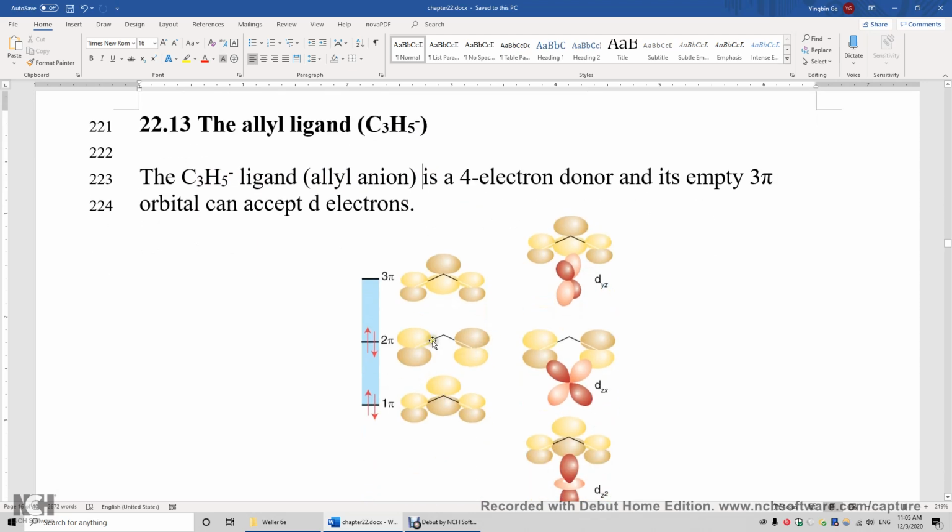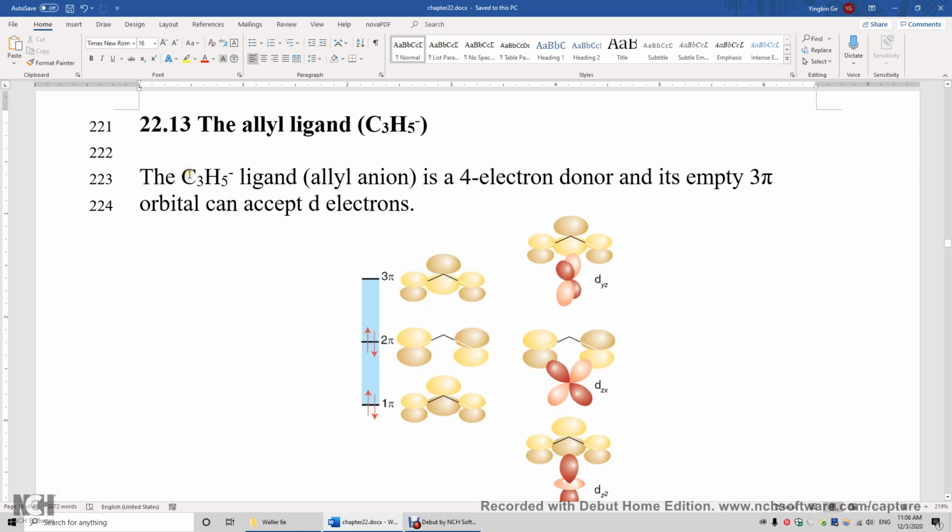So over here you can see there are 3 conjugated pi orbitals, 1 pi, 2 pi, 3 pi. There's no nodal plane here. 1, 2, 3, these 3 are in phase. There's 1 nodal plane here in the middle. These 2 are out of phase. And then you have 1 nodal plane and another nodal plane here. The more the nodal planes, the higher the energy.